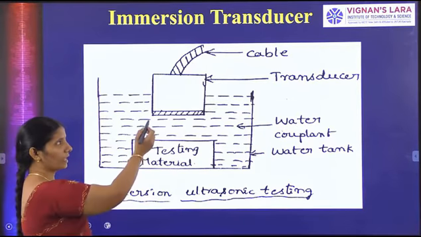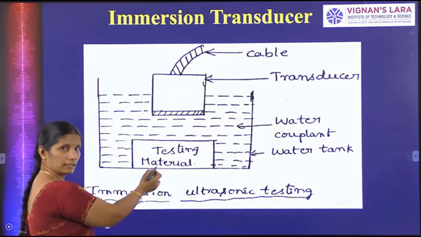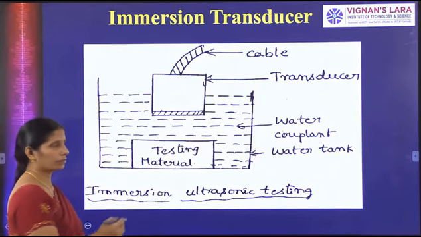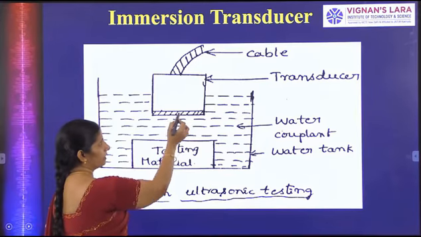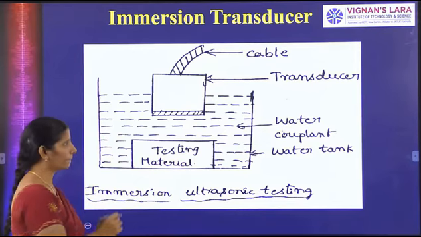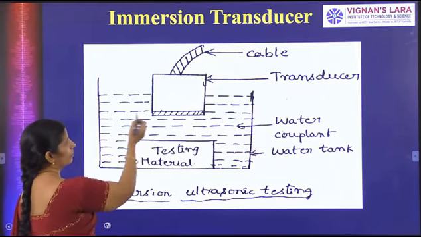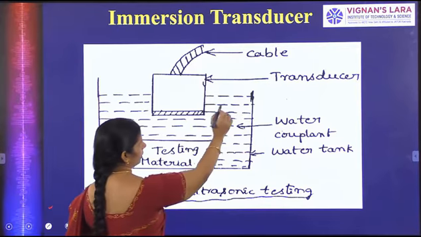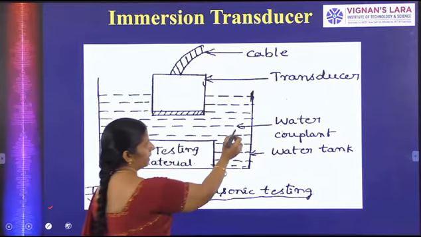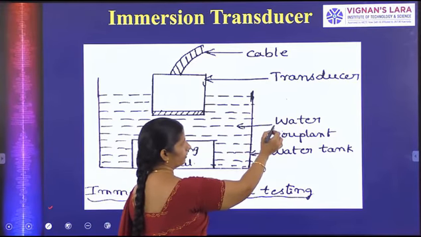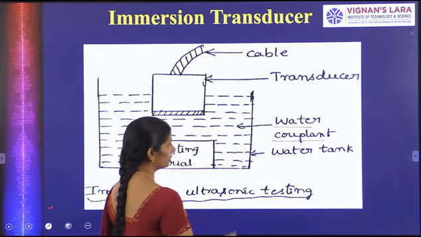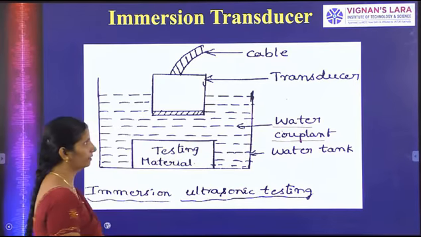In immersion transducers, this is the testing material and this is the transducer. Here the transducer is not in direct contact with the testing material. In between these two, there is a liquid which is called a couplant. It may be water or any fluid, so it is the water couplant which is filled in the water tank.